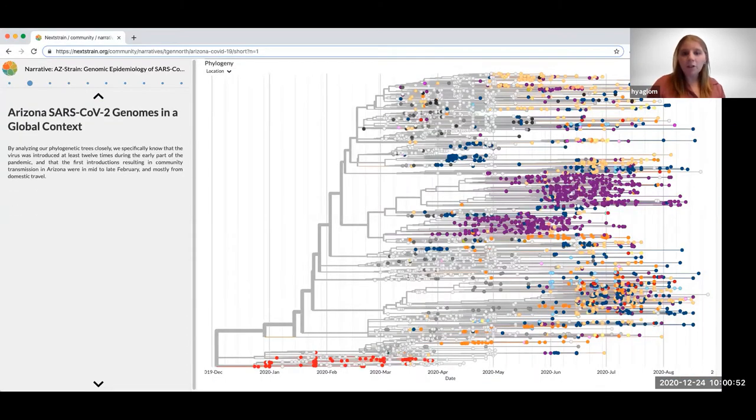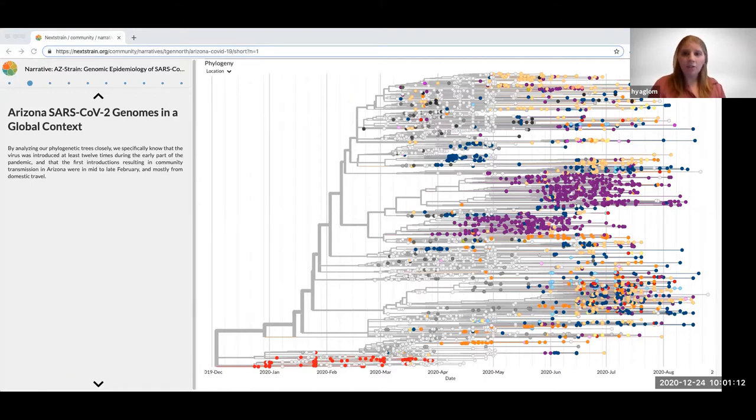By comparing SARS-CoV-2 genomes sequenced in Arizona to others from around the world, we have learned a lot about COVID-19 in Arizona. First, the virus came into the state from several different places, as demonstrated by this phylogenetic tree, which shows how different strains of the virus from around the world are related, much like a family tree.